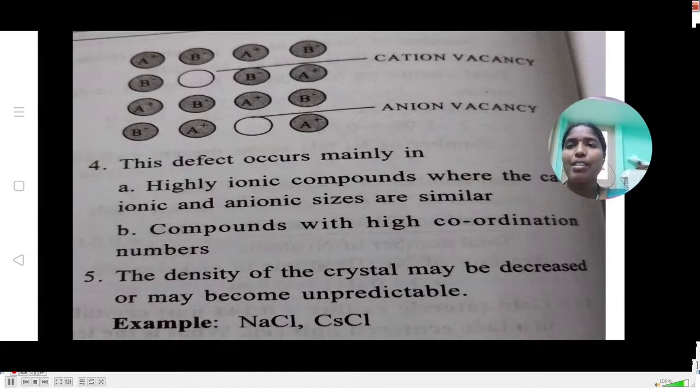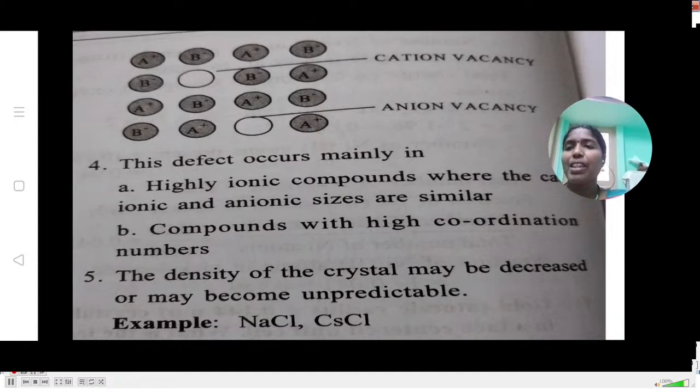Best example, AB is an ionic compound. See the picture, where positive and negative ions are present. In this, the cation is missing in the first and second lines, and at the same time the anion is also missing in the fourth line. Vacancies are there. In this defect, cations and anions are missing in equal numbers.